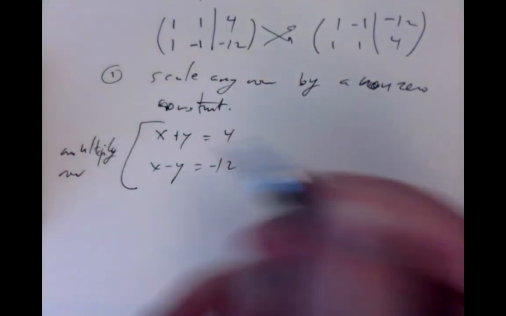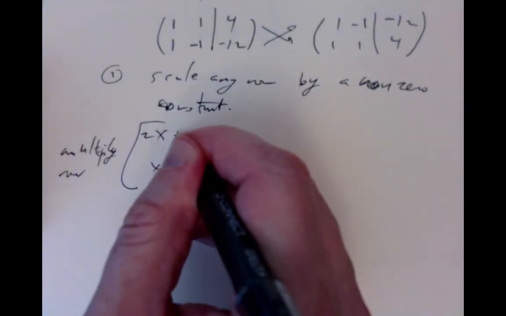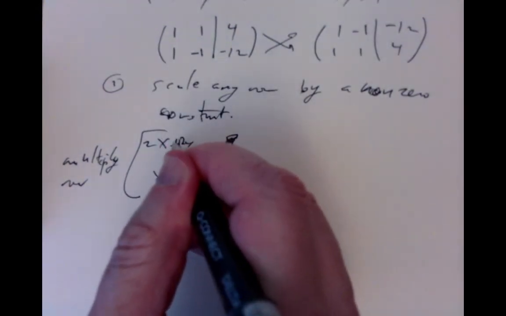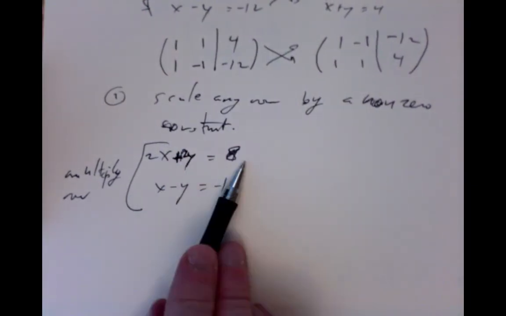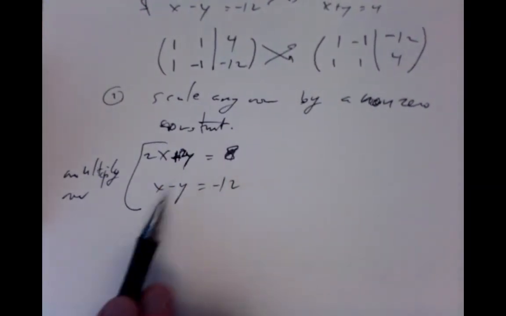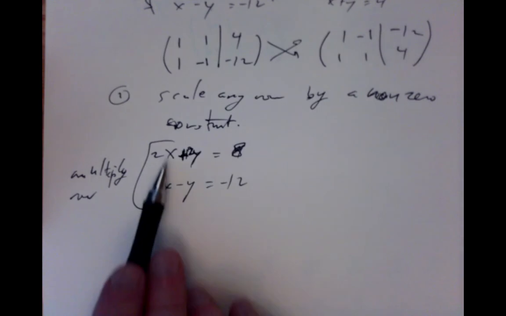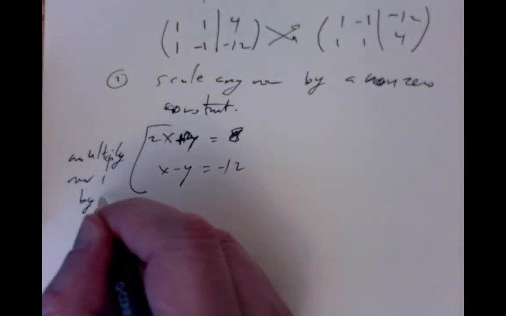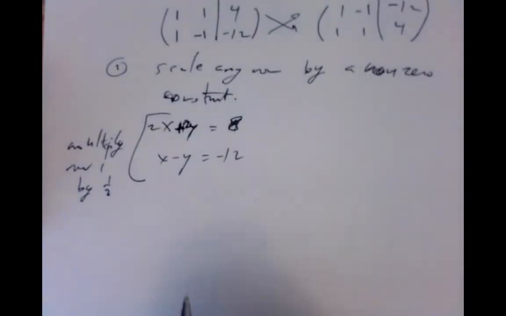a row. Well, let's suppose we weren't given these. Suppose we were given instead 2x plus 2y equals 8. That's a better example, where you'd really want to get rid of a factor of 2, because I can see there's a factor of 2 all the way across, and I don't like it. It would be much more like the other equation if I could get rid of the 2. So what I'm going to do is multiply row 1 by a half. I'm allowed to do that.